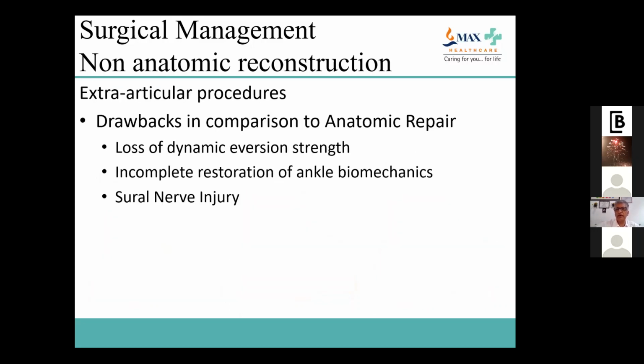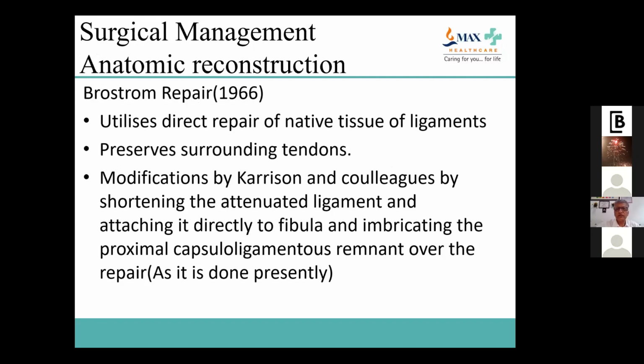What is the drawback in comparison to anatomic? Because you take out a tendon, there is a loss of dynamic inversion strength. There is also an incomplete restoration of ankle biomechanics while doing these repairs. And there is a high incidence of sural nerve injury. So in today's time, these non-anatomic reconstructions are not considered to be a good option after chronic lateral ankle instability. So what is the in thing?